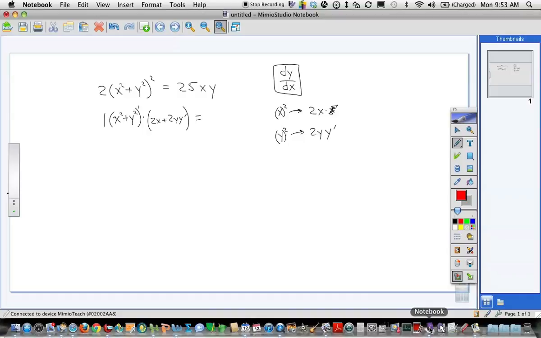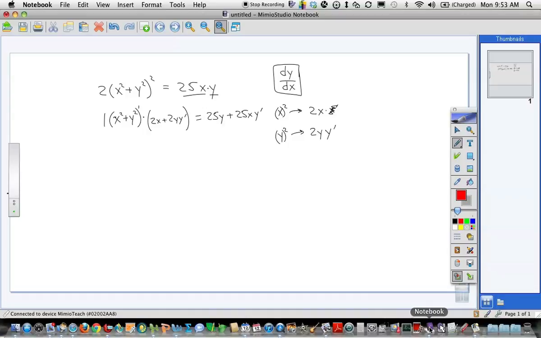Equals. How do we do the derivative of 25xy? Product rule. You should think of this as 25x, put the 25 with the x, 25x times y. It's two different functions of x. We've got to do the product rule. Derivative of 25x, 25. Leave the y alone. Plus 25x left alone. Derivative of y, y prime. Okay?